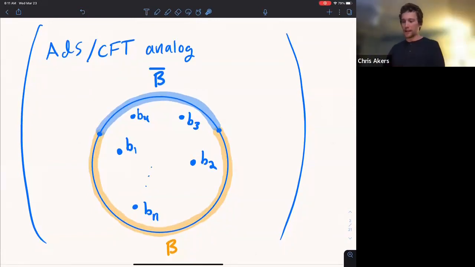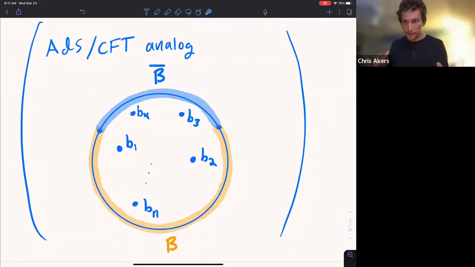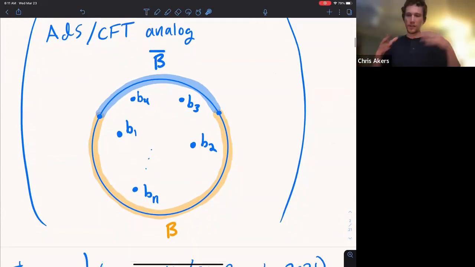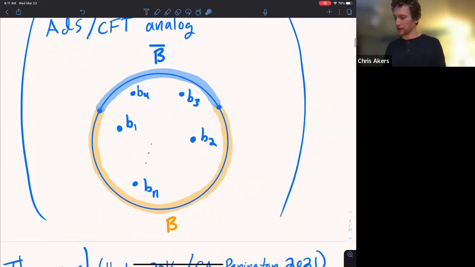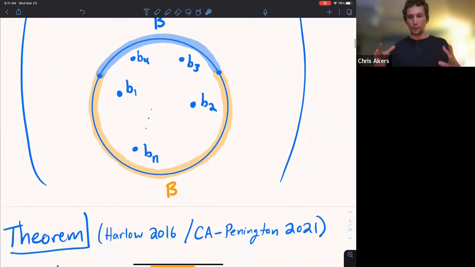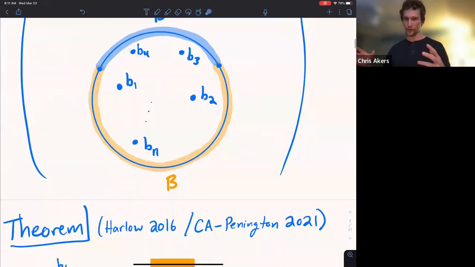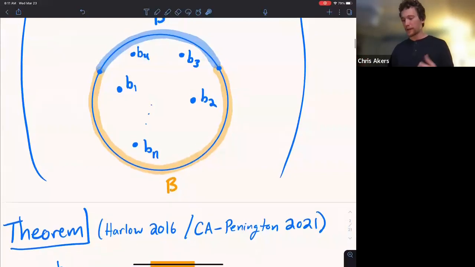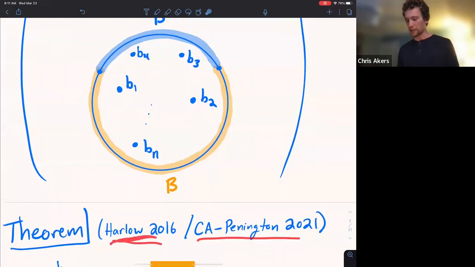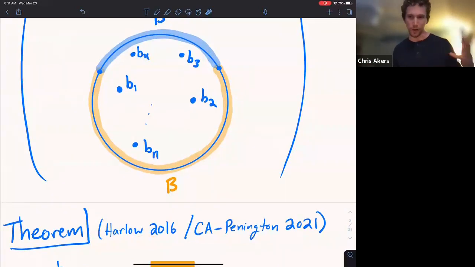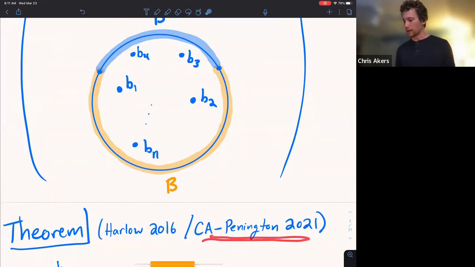Okay, so that was the AdS/CFT analog. Now let me tell you the precise statements, these statements that connect quantum minimal surfaces to quantum error correction. This is again the background part that I want you to know before telling you the meat of the result of this talk. The theorem comes from two papers: one from Harlow in 2016 called Ryu-Takayanagi from Quantum Error Correction, and then this one by Jeff and me last year called Quantum Minimal Surfaces from Quantum Error Correction.